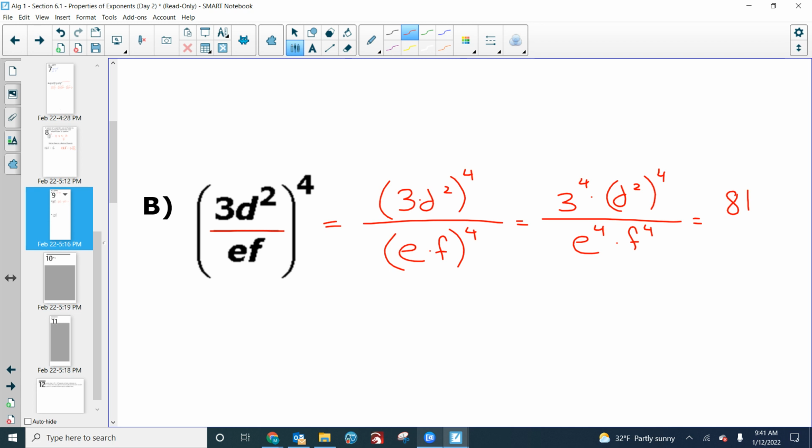What's the rule when you raise a power to a power? We don't add. That's d squared times d squared times d squared times d squared. How many d's are there? 8. D to the 8th over e to the 4th, f to the 4th. Can that be simplified at all? No. You got it right?